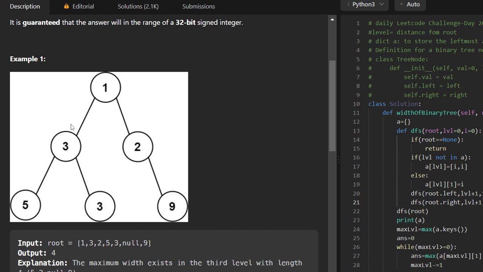Index 0, okay? Its children will be 2i plus 1 and 2i plus 2. Just do, if i equals 0, what is 2i plus 1 and 2i plus 2? You will get 1 and 2. So its children are 1 and 2, okay? 0, 1, 2. Now this will be 3 and 4, okay?